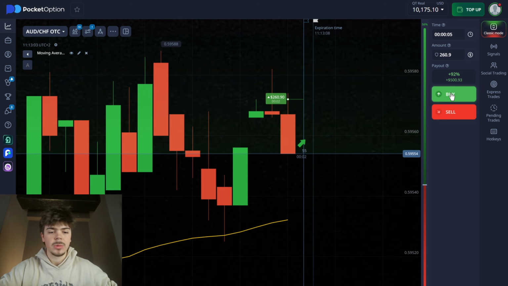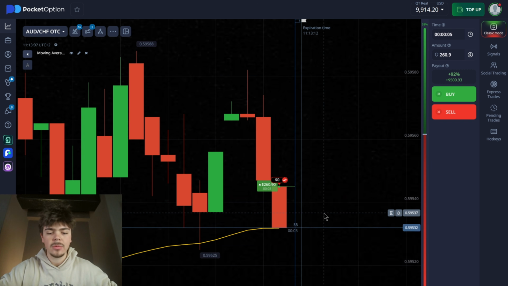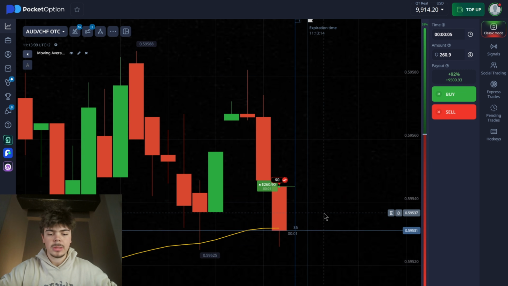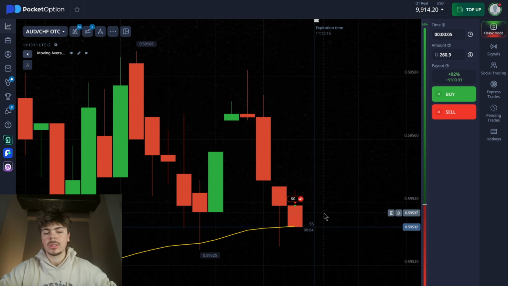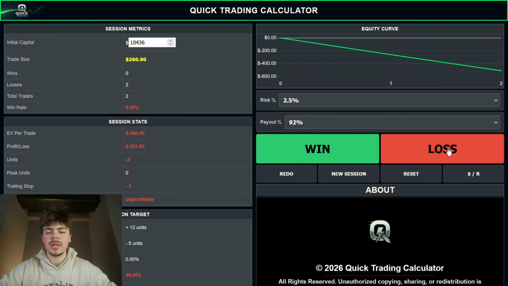Looks like this does want to go up. If I lose this, I'm going to go for another buy here, and we'll see how this plays out. Now, not the greatest of starts. We're going to start off with 2 losses over here, which is fine. It's completely normal to have losses in trading. I'm not worried at all.